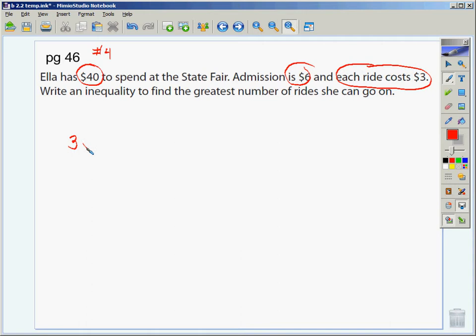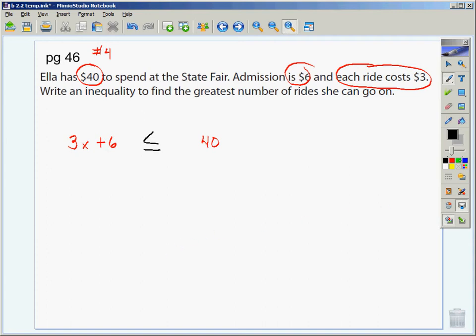No. So I'm going to take 3 times X. I know that it costs $6 to get in. That's the total amount she can spend. 40 is also the total amount that she can spend. Could she spend all of her 40? So it could be equal to. Can she spend more than her 40? No. So it has to be less than or equal to the 40. There's my inequality.